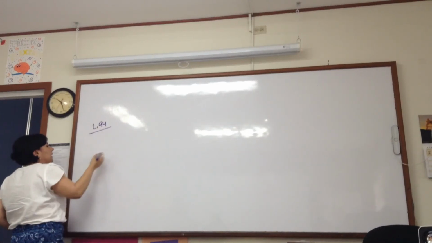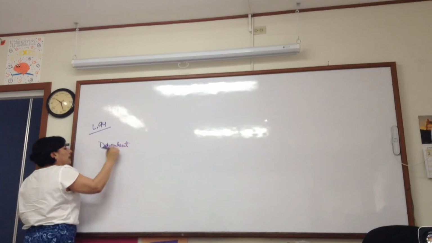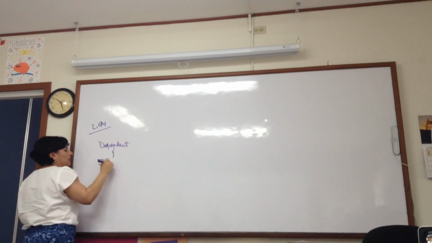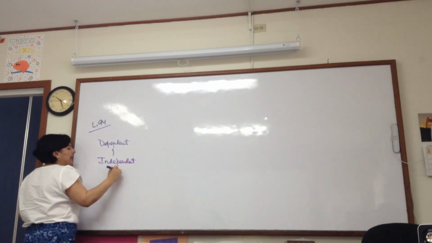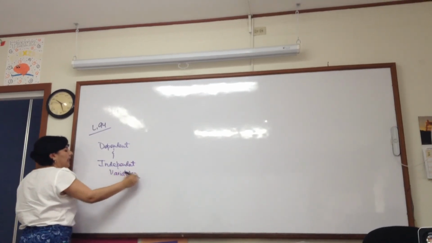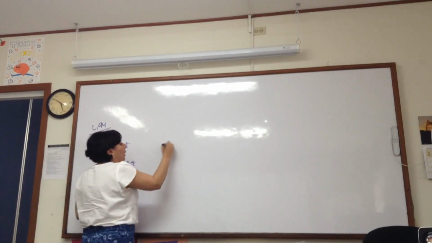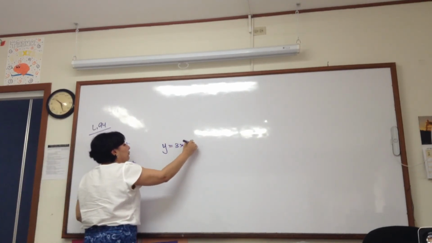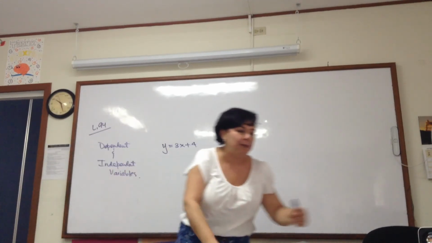Many a time, dependent and independent variables. We've seen it in linear equations. When we have y equals 3x plus 4, for example, out of these two, which was the dependent and which was the independent?